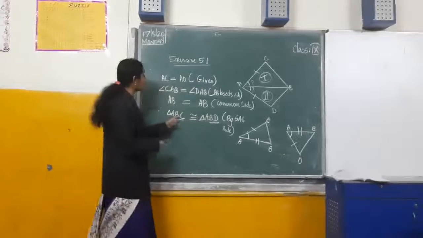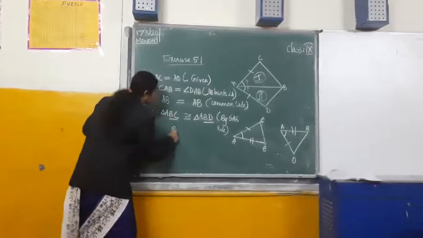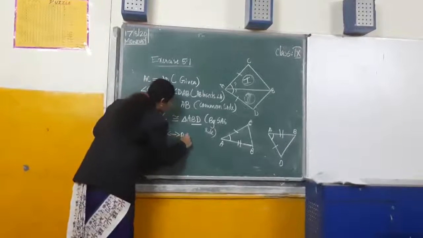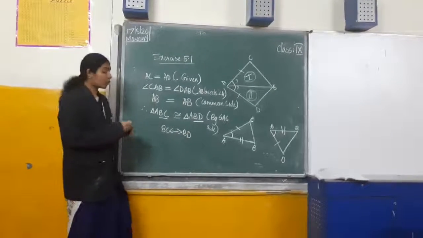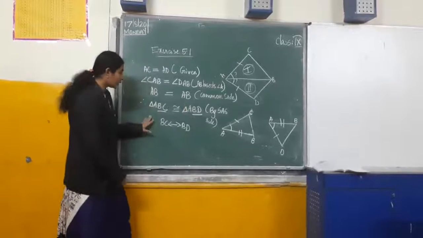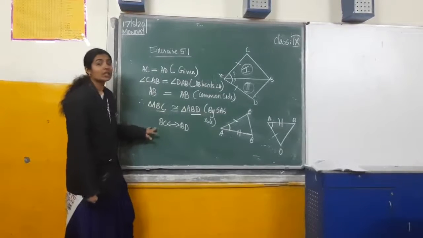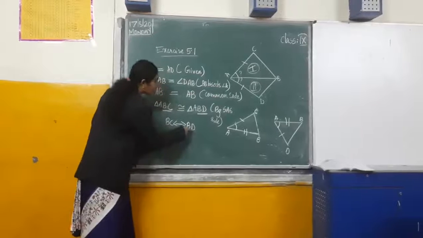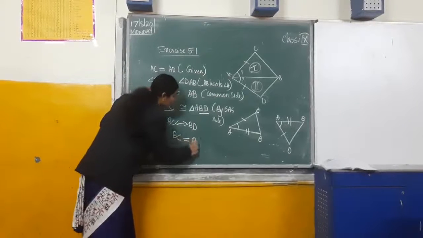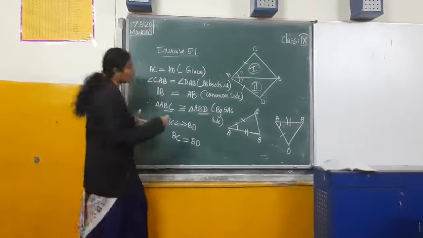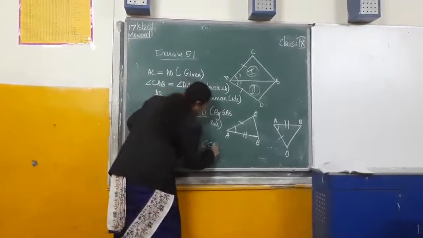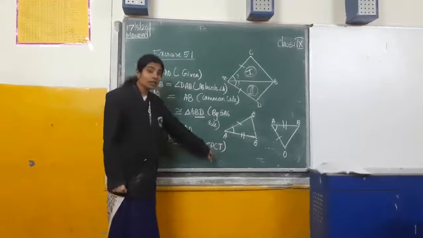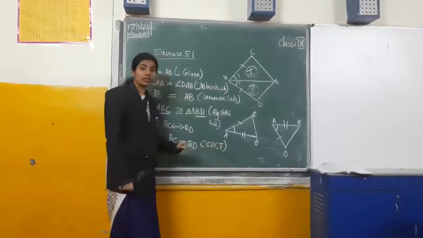What is the corresponding side of BC? BC corresponds to BD. So if two triangles are congruent, you can say the corresponding sides are equal. So BC equals BD. So what is the reason you should give? CPCT, that is the short form for corresponding parts of congruent triangles. Okay.